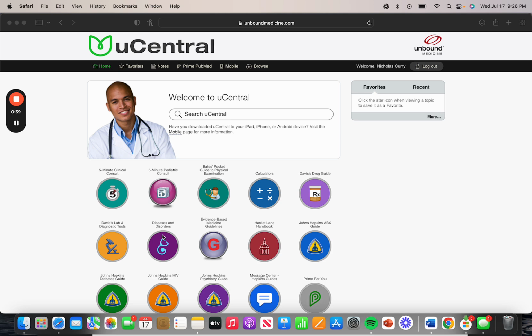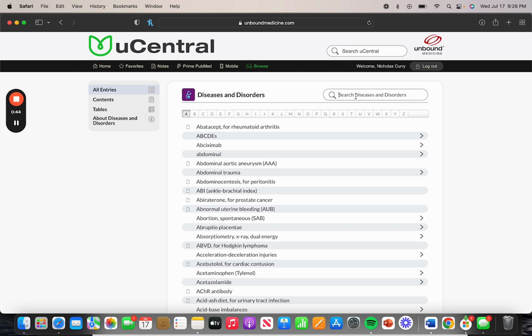Go into UCentral and find this tab, Diseases and Disorders. From there, you're going to look up whatever you want to look up. Let's do pneumonia.